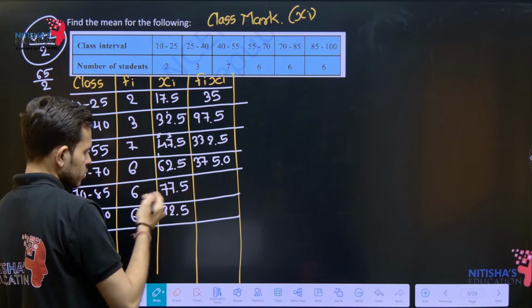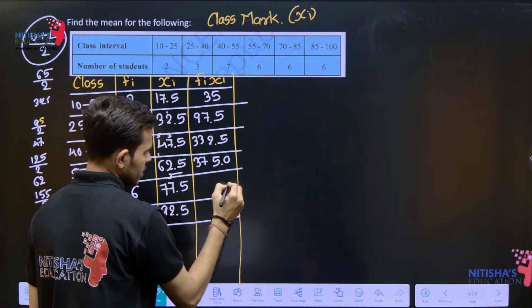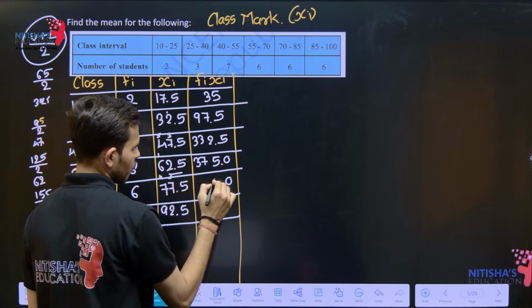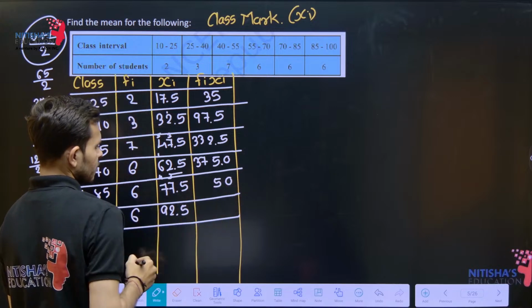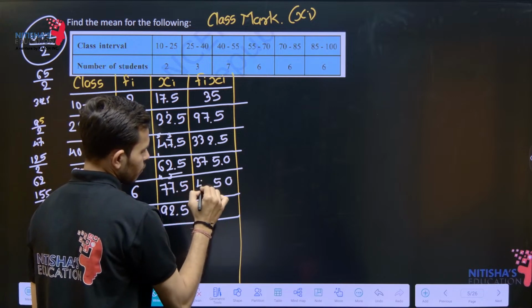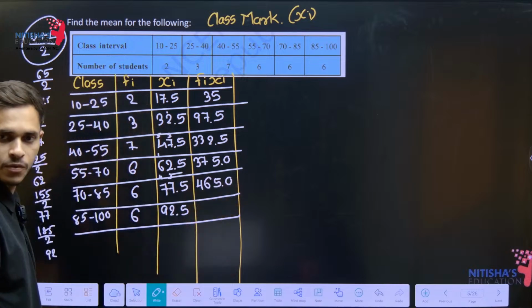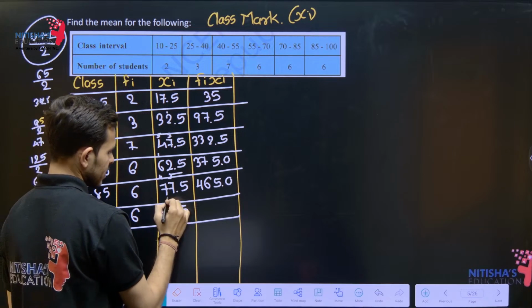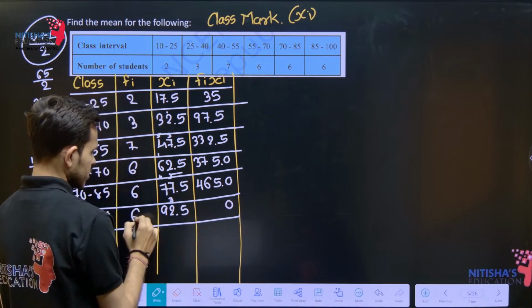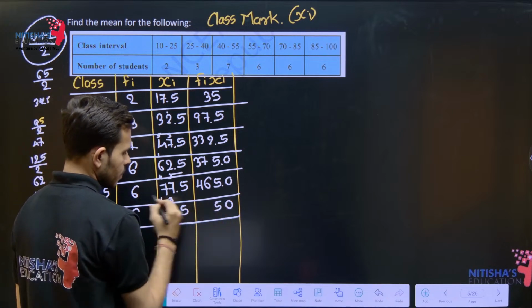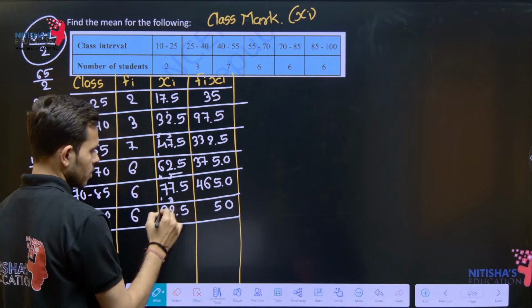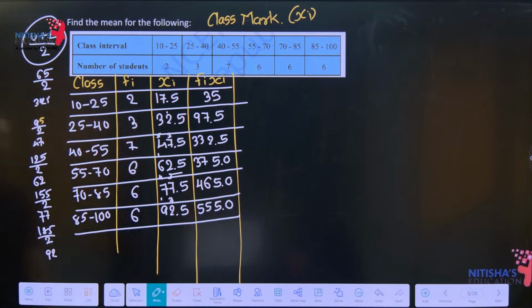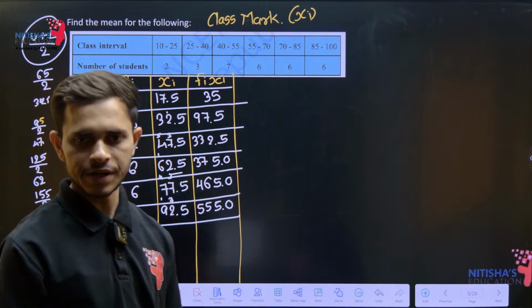Next, take the product of this one: 6 5s are 30, 6 7s are 42, 42 plus 3 is 45, 6 7s are 42, 42 plus 4 is 46, so it's 465. Next, 92.5 into 6: 6 5s are 30, 6 2s are 12 plus 3 is 15, 6 9s are 54 plus 1 is 55, so it's 555. So in this way we complete our table.